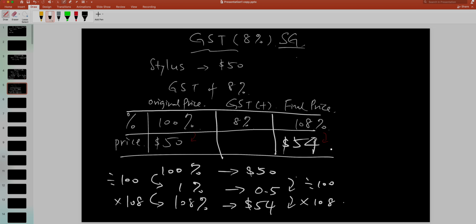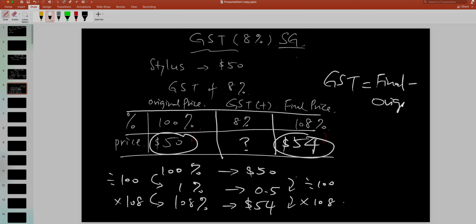Are you clear? So what if they ask you what's the GST? So what's the GST in this case? You start with this, the final price is this. So the GST is 4. How do you get 4? 54 minus. Yes, so it's the final minus the original, right? In this case, it's 54 minus 50, and you get $4. Are you clear? So that's how you get GST.